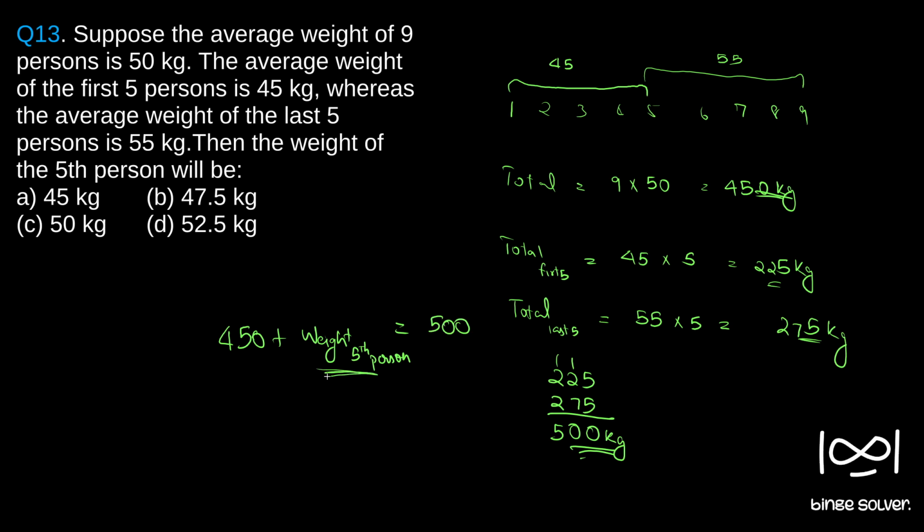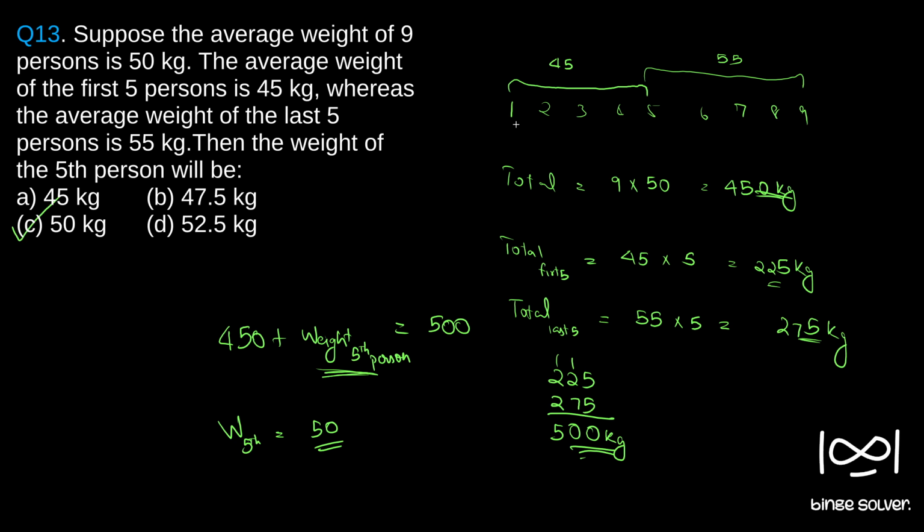So the weight of the fifth person is what? 500 minus 450. The weight of the fifth person is 50. Fine. So the solution to question 13 is C, 50 kg. So I will just repeat this.